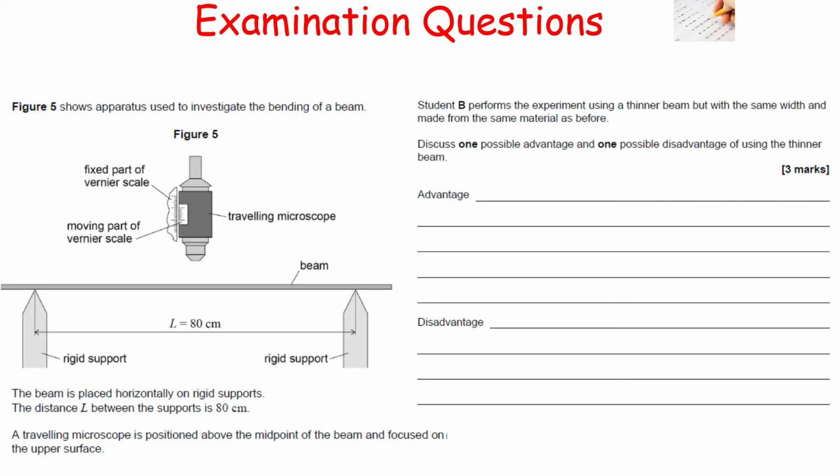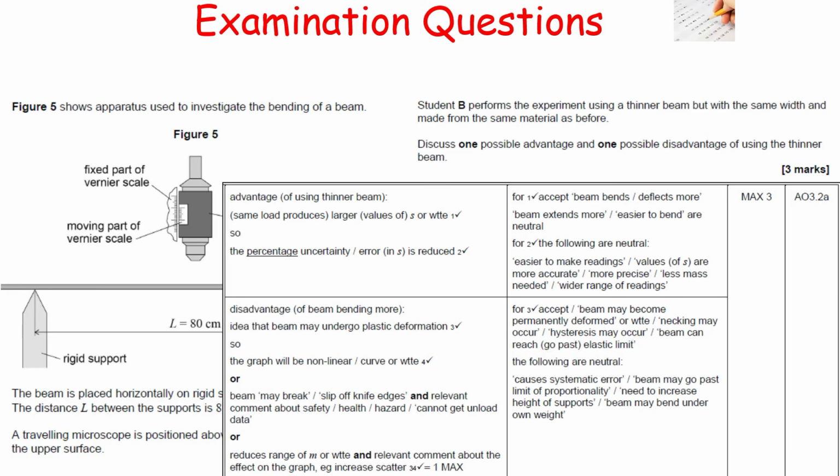Right, in this type of question, you've got to think about how it will affect all parts of your particular value. So the first advantage is if you use a thinner beam, you're going to have larger values of extension taking place, because it's thinner, so it'll be easier to extend or bend more. So we've got larger values of S, so the percentage uncertainty in the value is going to be reduced, because we're getting larger values with the same absolute uncertainty, so our percentage uncertainty goes down.